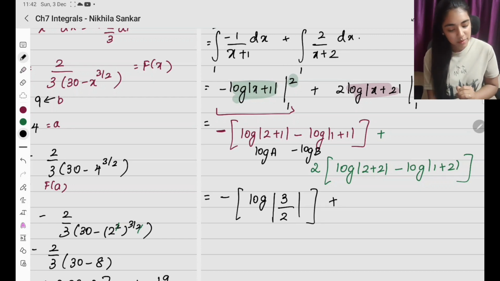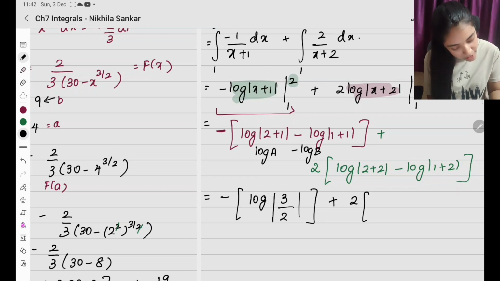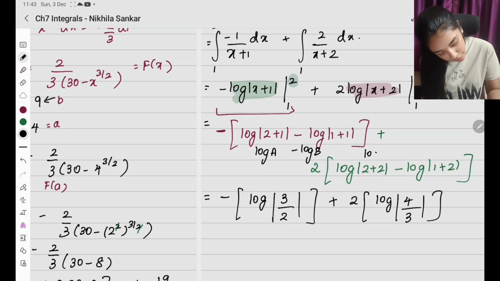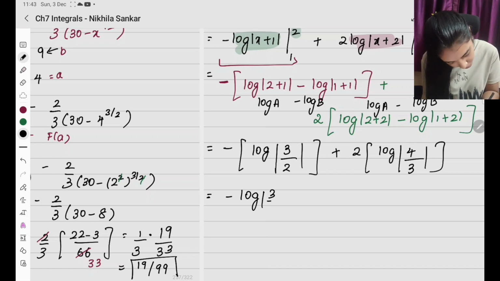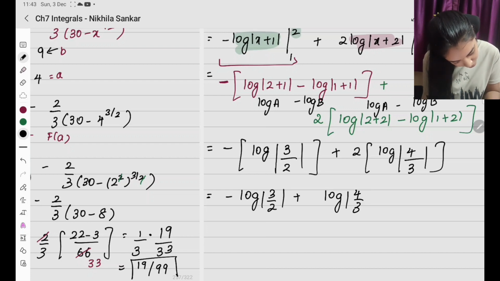Plus, the term that is written in green, இதுவும் log a minus log b formula இருக்கு. So, 2 times, bracket குள்ள என்ன இருக்கு? Log of a, which is 2 plus 2, 4 divided by 1 plus 2 is going to be 3. புரிஞ்சுதா? This is also of the form log a minus log b. Now, I can take the 2 to the power, இல்லையா? Wait, I'll write it again. So, log of 3 divided by 2 plus log of 4 divided by 3.